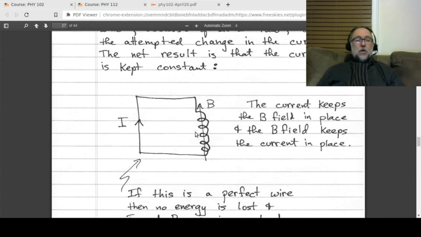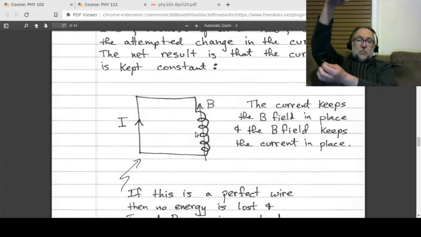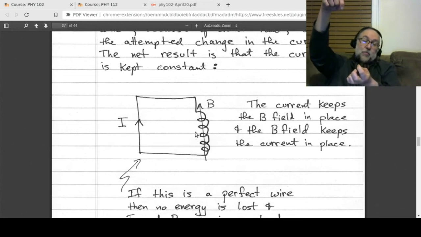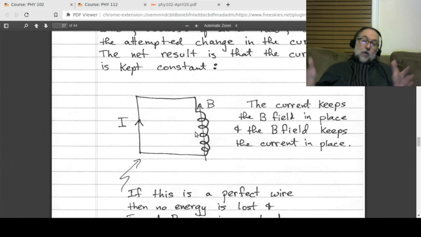You know what it's like? It's like a pendulum, and it's down here. If you displace the pendulum to one side, well, then it's going to swing back. So the B field always wants to restore the current back to I.